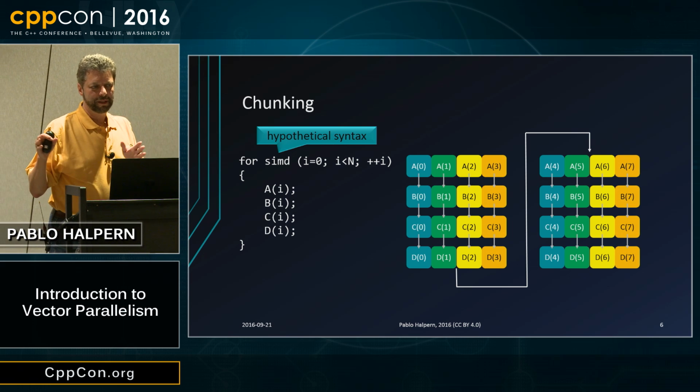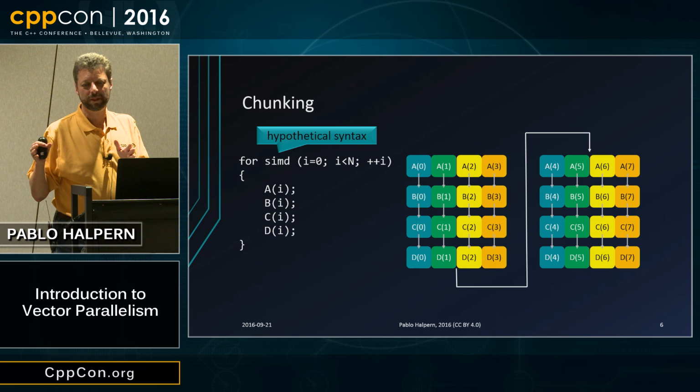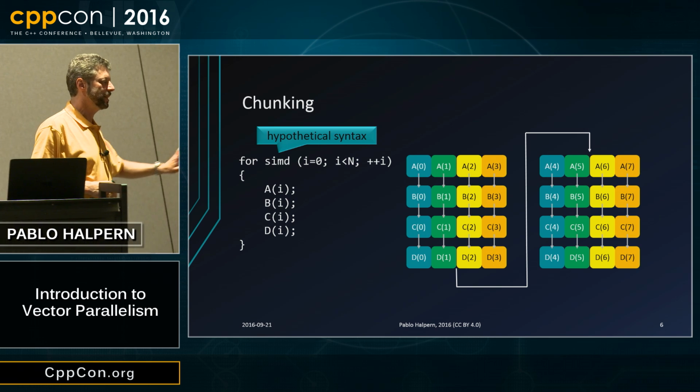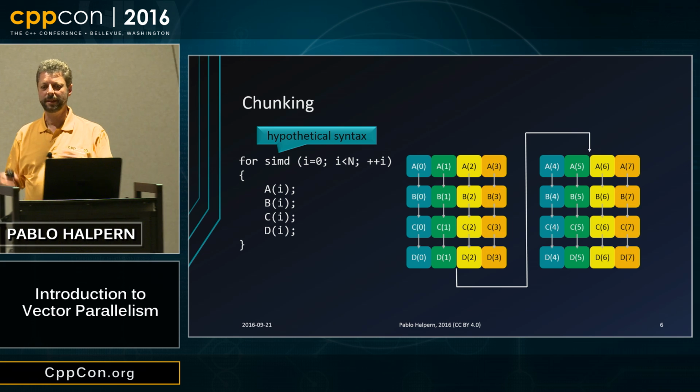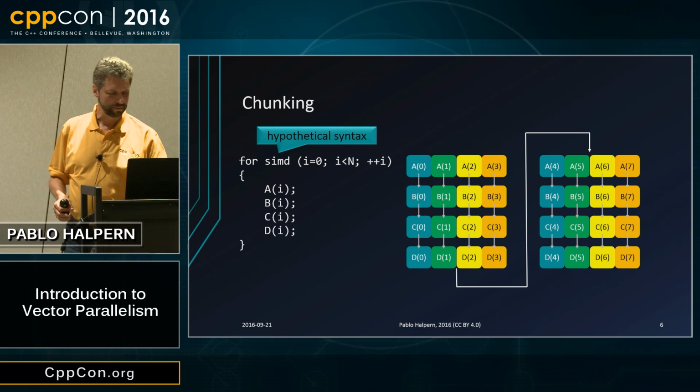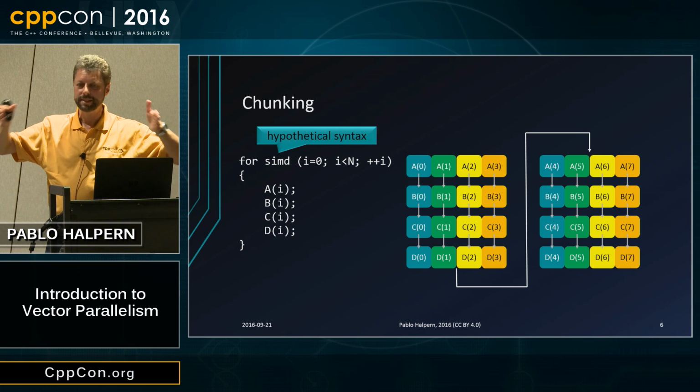Now, what if you don't have a multiple of 4 items, right? Well, we're going to get to that. You're going to have to be patient because that's kind of close to the end of the talk. But there's a thing called a remainder loop that takes care of the last few items that don't fit, that are less than a vector's width.